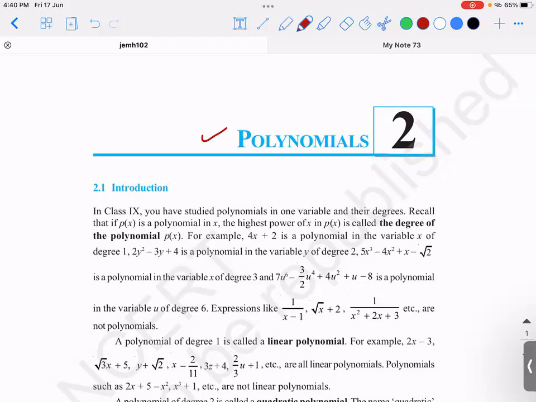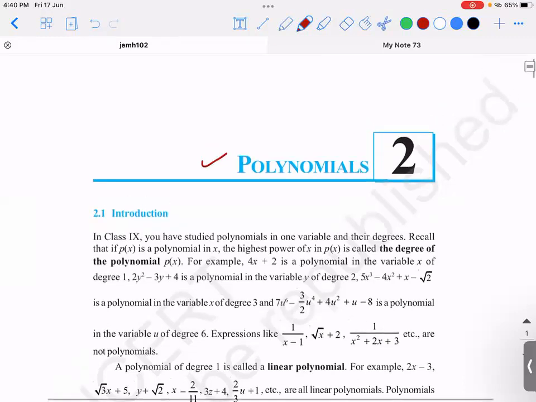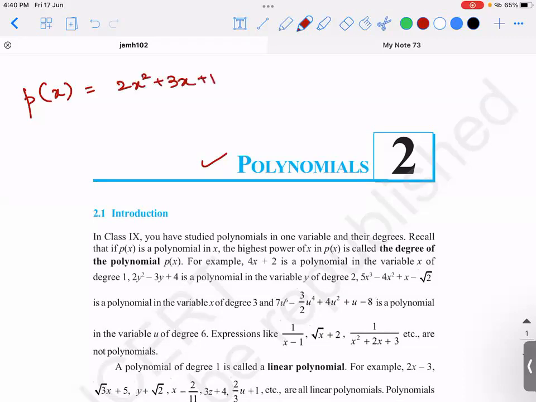So you have a name associated with it. Generally, how do you represent a polynomial? You use the symbol P, and you put something like this: P of x is equal to, and you write an expression. For example, I write the expression 2x square plus 3x plus 1. I call this a polynomial. If I have to speak about this in a more mature way, this is called a polynomial function.